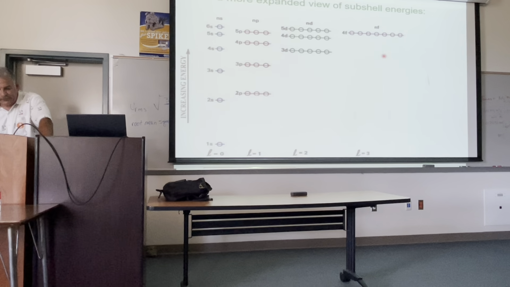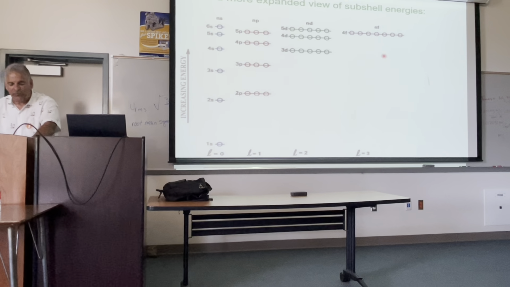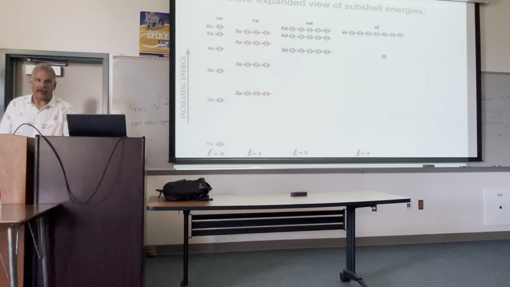All right. So here we go, more expanded view to show you again. l equals 0 is just the s progression. l equals 1 is the p progression. l equals 2 is the d, and l equals 3 is the f. And you have to get all the way to the 6s to get to the 4f. And again, we're always increasing energy as we change that n number.